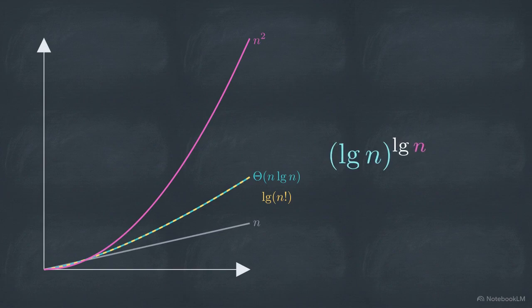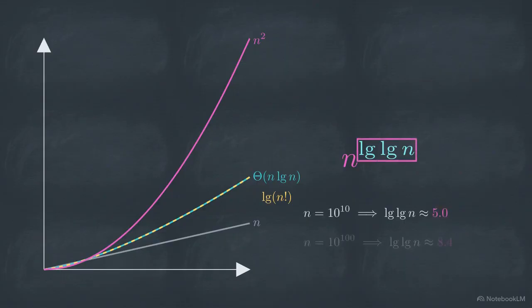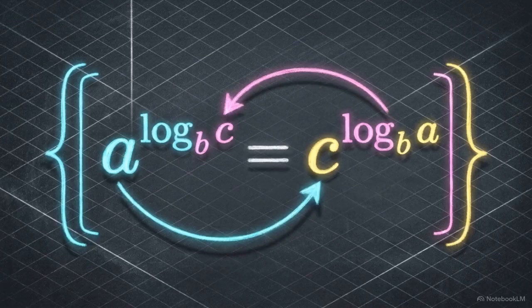We can apply the same identity to more complex structures, such as log n to the log n. Swapping the base log n with the argument n gives us n to the log log n. Because log log n grows very slowly, the exponent of n increases at a minimal rate, placing this function between linear and quadratic growth. This base swapping identity is the primary tool for determining if an exponential expression is actually a polynomial in disguise.